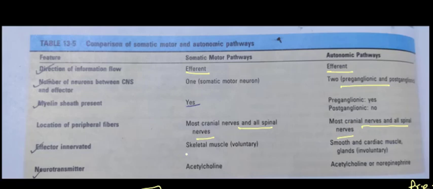Okay, and effector organs, I have already told you, the skeletal muscles, that is the voluntary, and in the autonomic pathway the effector organs are cardiac muscles, smooth muscles and the glands, that is they function as involuntary. Okay, and here the neurotransmitter is acetylcholine, and in the autonomic pathway the neurotransmitters are acetylcholine and norepinephrine. So these are actually the basic differences between the somatic and autonomic pathway. This is very, very important.